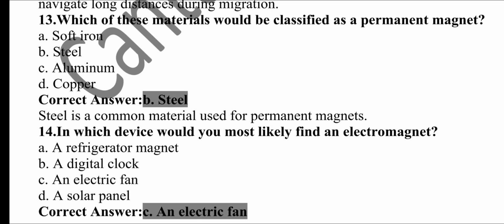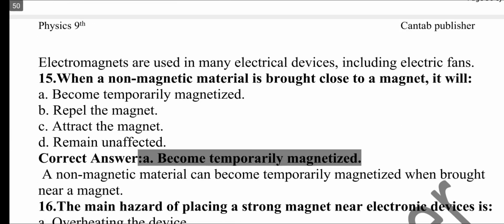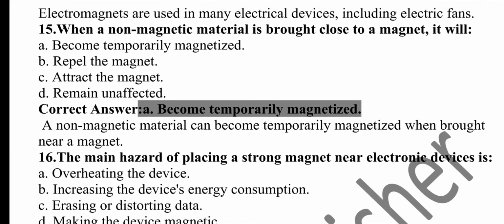Question number 14. In which device would you most likely find an electromagnet? Option A, refrigerator magnet. Option B, a digital clock. Option C, an electric fan. Option D, a solar panel. So the correct option is C, an electric fan. Electromagnets are used in many electrical devices, including electric fans.